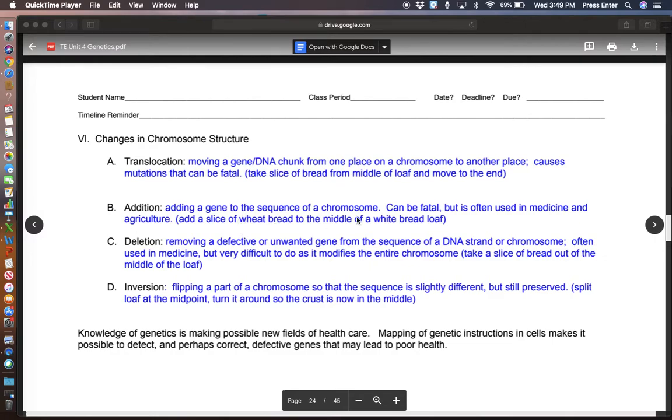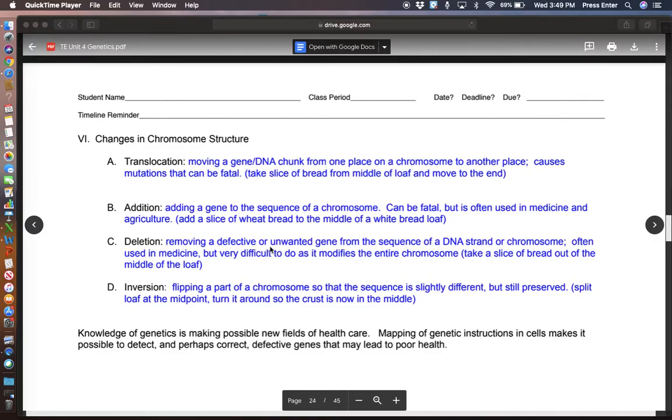Addition is adding genes. Okay, can be fatal, but it's often used in agriculture. So pretend you have a loaf of wheat bread, and then all of a sudden you slip a slice of white bread into the middle. Why would you want to do this? It's happening a lot with tomatoes right now. They've added genes to them so that when they freeze or something like that, they come back and they're fine. They have tomatoes that are, I can't remember the name of them, I think they're Everlast tomatoes that you may find on the shelves, and they can last for months on the shelves, and they'll still stay that bright red color and not start to rot and have mold on them.